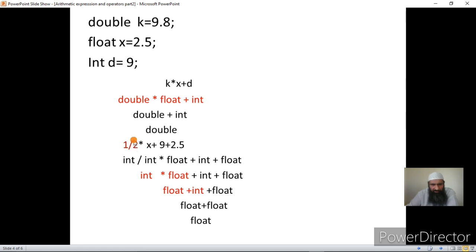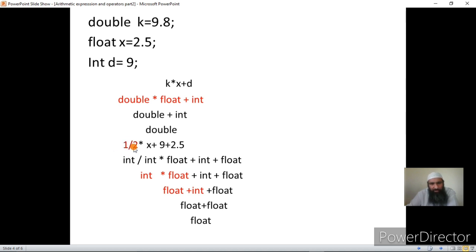In this expression I have 1 divided by 2 into x plus 9 plus 2.5. The first operation that will be performed will be either multiplication or division. After that we have to do two addition operations. Why multiplication and division first? Because they have a higher precedence. In the table they have the same precedence, but their associativity is from left to right.